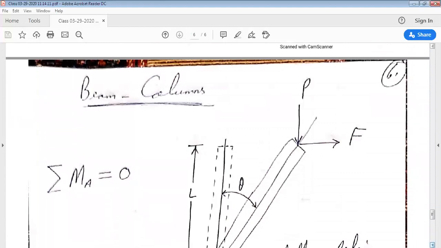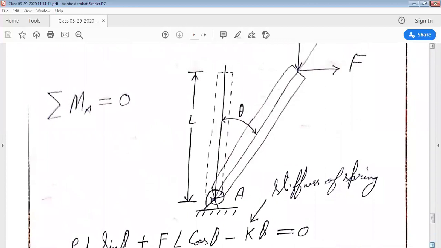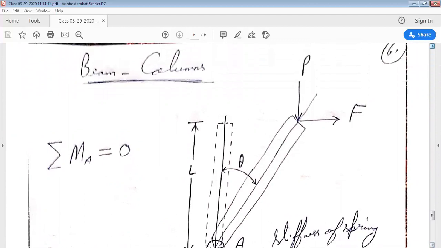Now let us try to look at beam columns. A beam column is a member which carries load as a beam carries, and also it carries load as a typical column carries. So a beam column carries load along the axis of the beam column, and also it carries load perpendicular to the axis of the column.